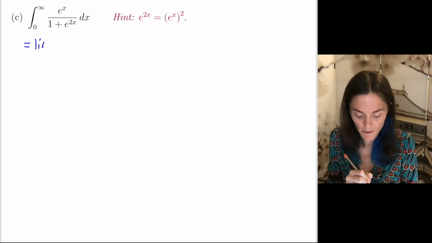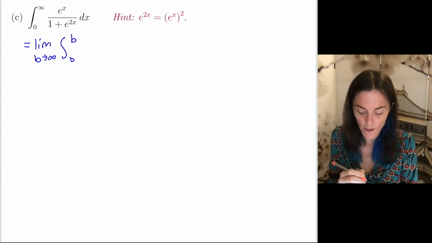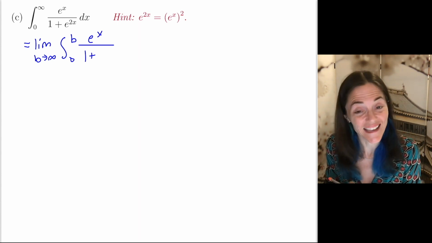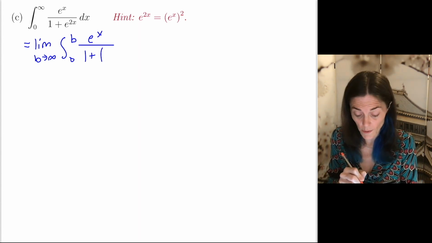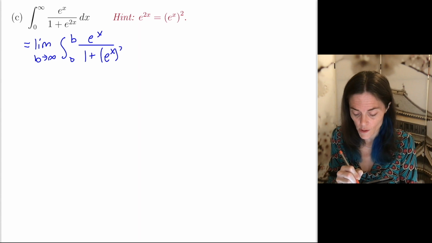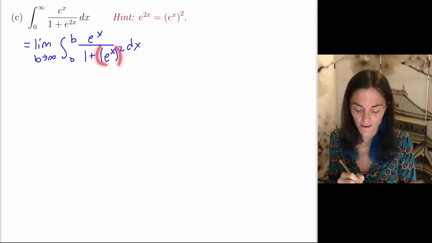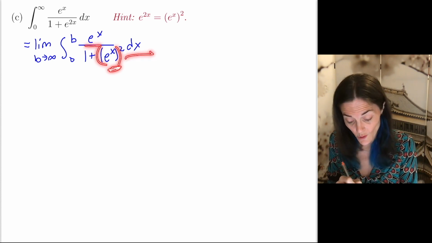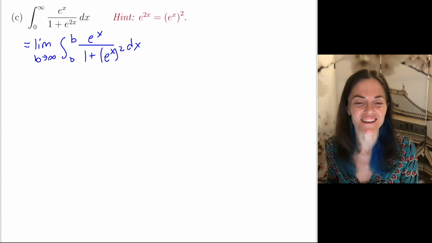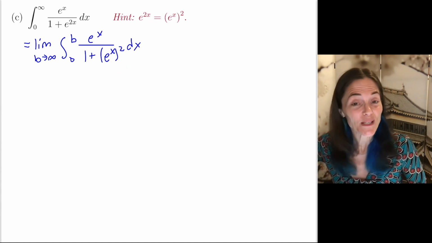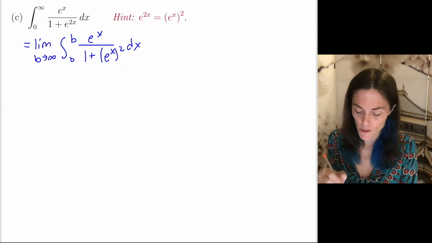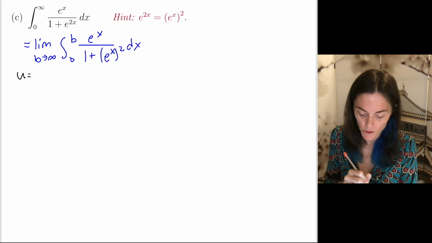But before I do the substitution, let's start by writing the definition. This is a limit. As b goes to infinity, the integral from 0 to b of e to the x divided by, I'll even include my hint here, 1 plus e to the x squared dx. Okay, so now you see an inside function and a multiple of its derivative, in fact, exactly its derivative, the multiple is 1, in the integrand. So let's write out the work for substitution.